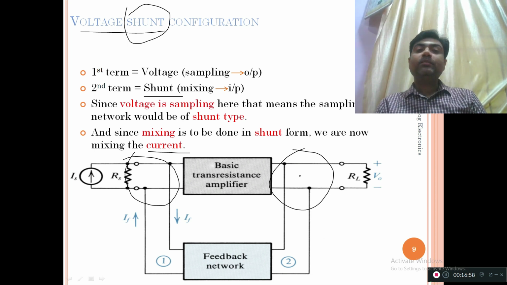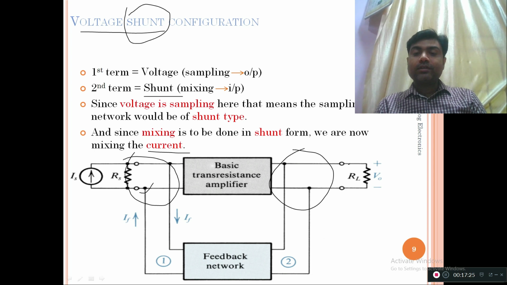So whenever we are sampling the voltage, it has to be done in the shunt form, and whenever we are interested in shunt mixing at the input, it has to be done in the current form. Again, the opposite case. Remember these opposite cases. And how can you remember these opposite cases? Just by remembering how the sampling and how the mixing is done, what is the basic concept behind sampling and what is the basic concept behind the mixing, to avoid any confusion.